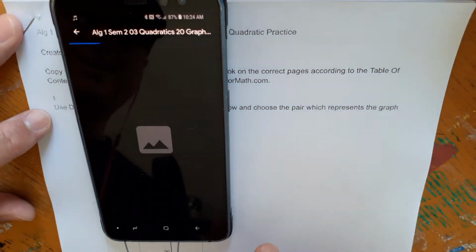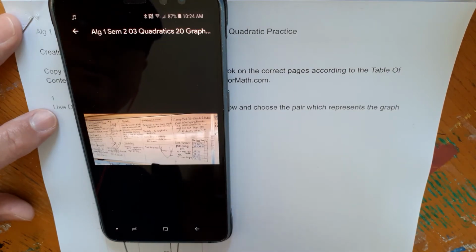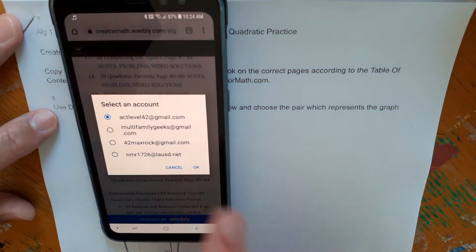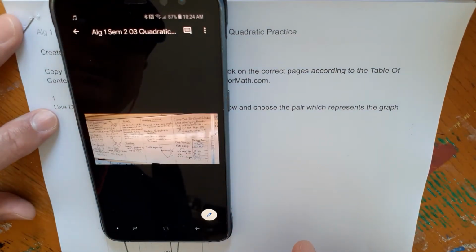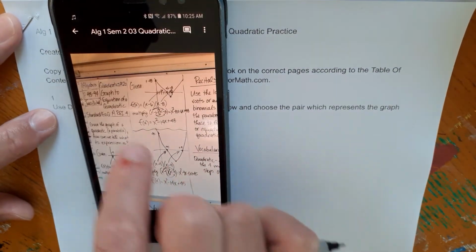Might have to load it a couple times. Mine is not loading right now. I'm going to go back and reload it. I've always gotten it to load by the second time, but that doesn't mean you will. So, what have we got here?